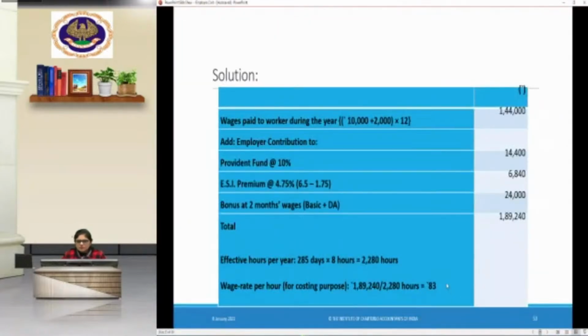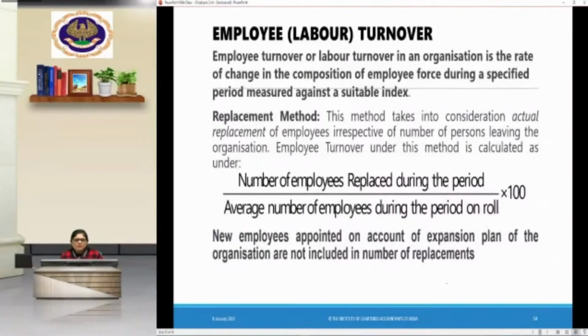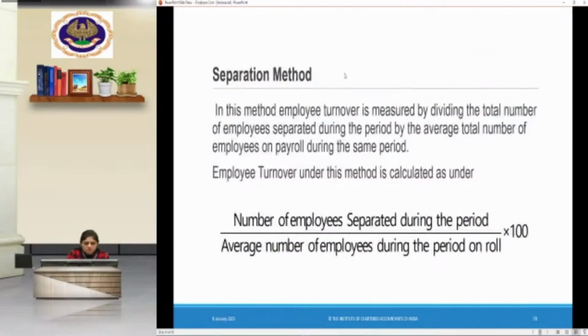Okay. So this we were doing, and now we are moving to labor turnover. So we have done the bonuses, we have done the monetary and non-monetary. Now labor turnover. Now what is labor turnover? Turnover means the composition of workers is changing. Many are joining, many are leaving, many are rejoining, and so many are retiring. So every day or every month or every week, the labor composition changes. So employee turnover or labor turnover in the organization is the rate of change in the composition.